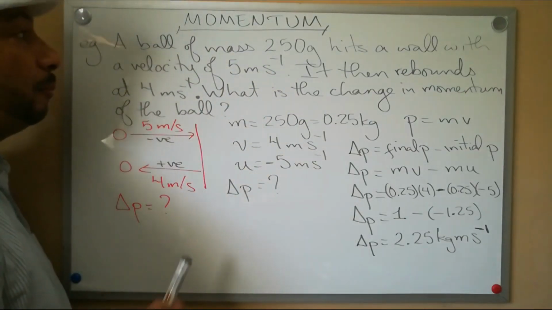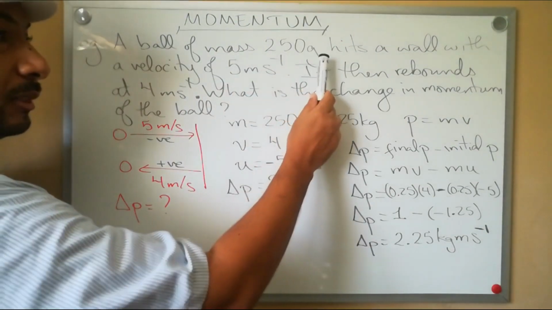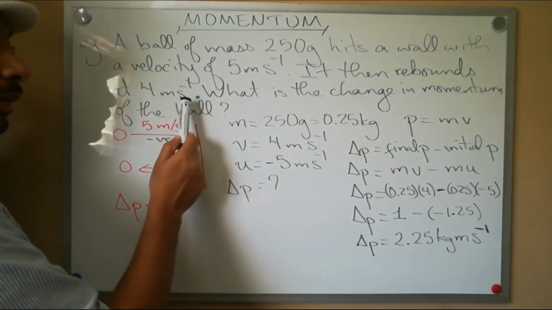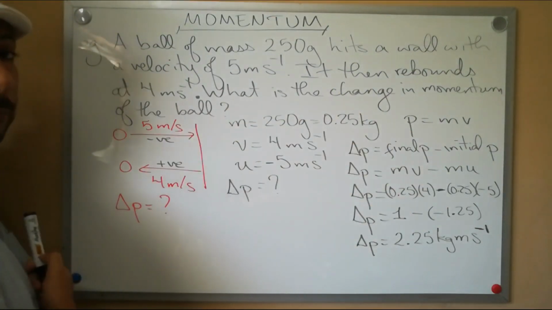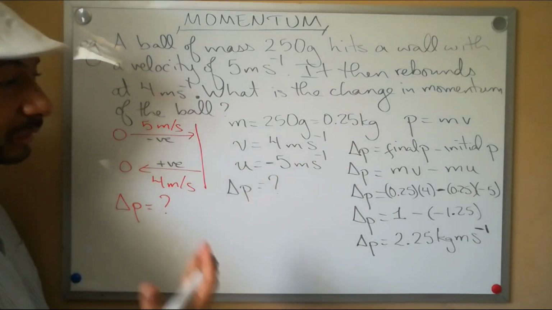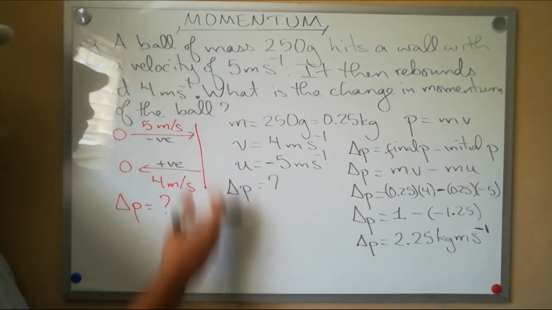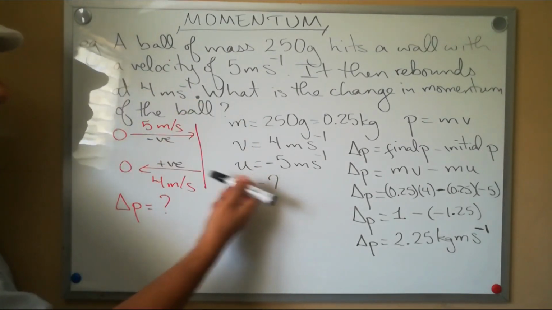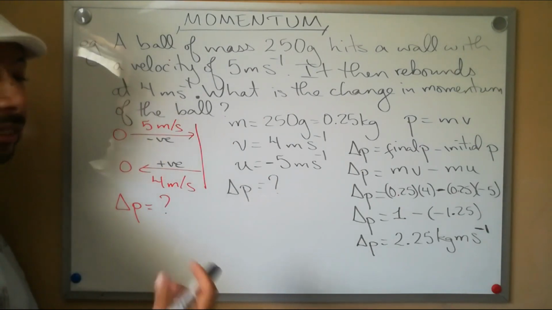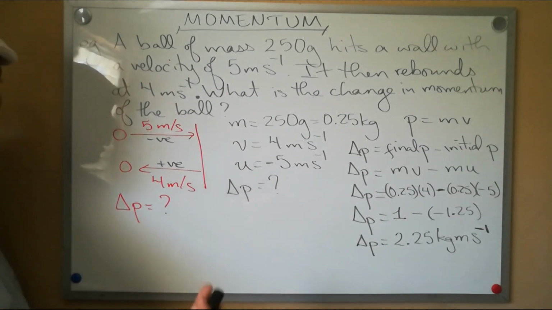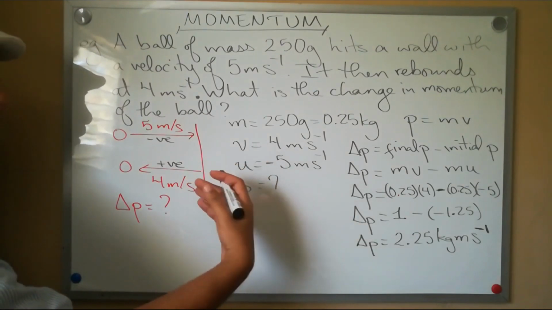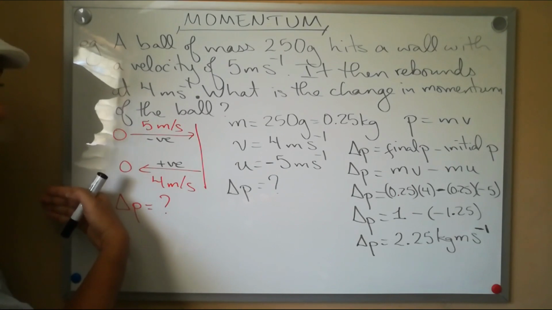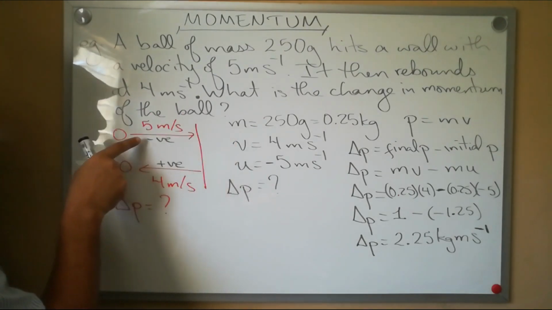So in this example, we have a ball of mass 250 grams that hits a wall with a velocity of 5 meters per second. It then rebounds at 4 meters per second. What is the change in momentum of the ball? So with problems in physics, I always recommend, wherever possible, drawing a diagram, however simple it may be. So the ball is going towards the wall, it bounces back. Because momentum is a vector quantity, you have to choose your positive direction. So let's say when it rebounds, in my diagram here, to the left, if I choose that as positive, then initially to the right would have been negative.